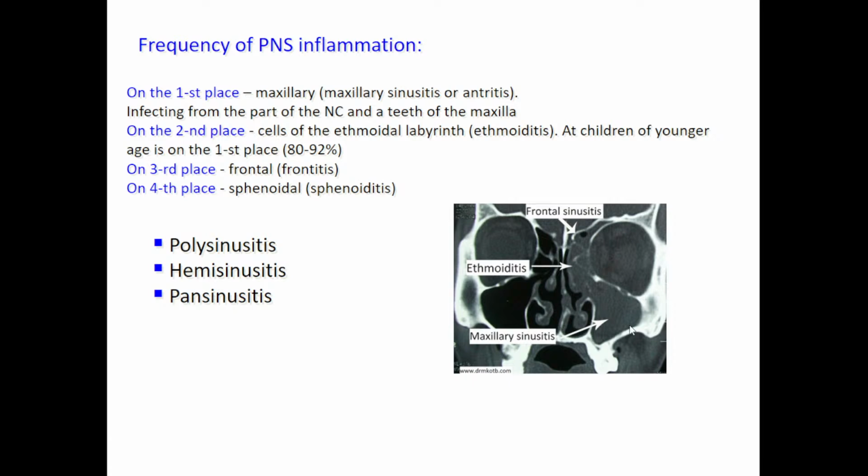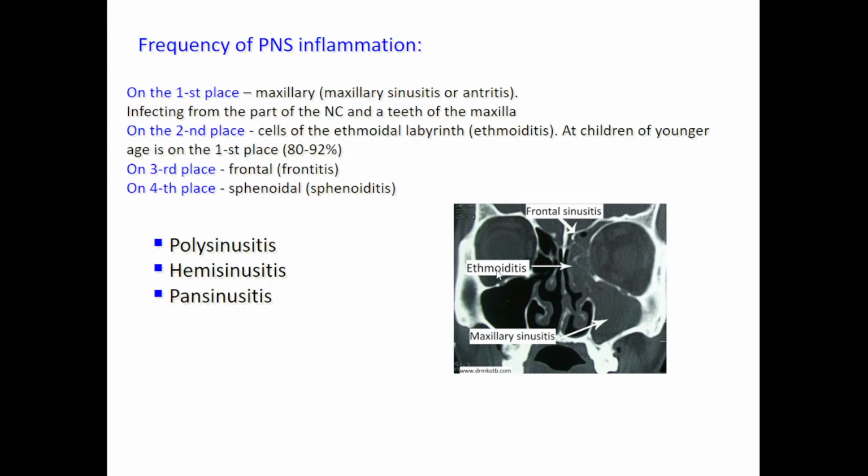If we speak about the frequency of paranasal sinus inflammation, we can see that in first place is inflammation of the maxillary sinus, maxillary sinusitis or antritis. Here we can see the maxillary sinus. Then in second place is inflammation of the ethmoid labyrinth, ethmoiditis.